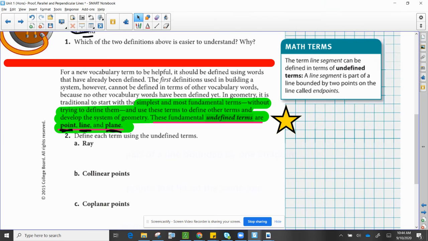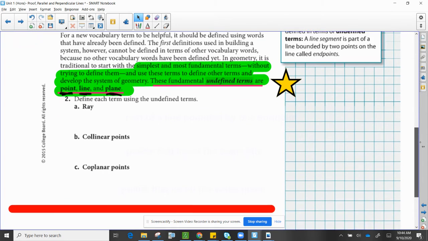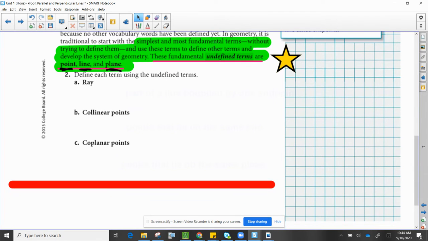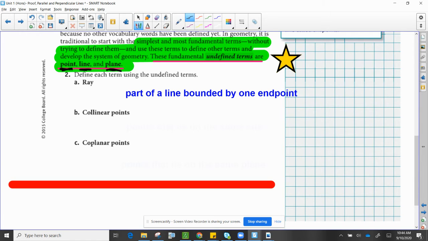Okay? So if I look at some of these words here that they have for us, which we have already defined most of these. But remember, a ray we defined as part of a line bounded by one endpoint. Or, it looked like this. A line that had one endpoint and one stopping point, right?